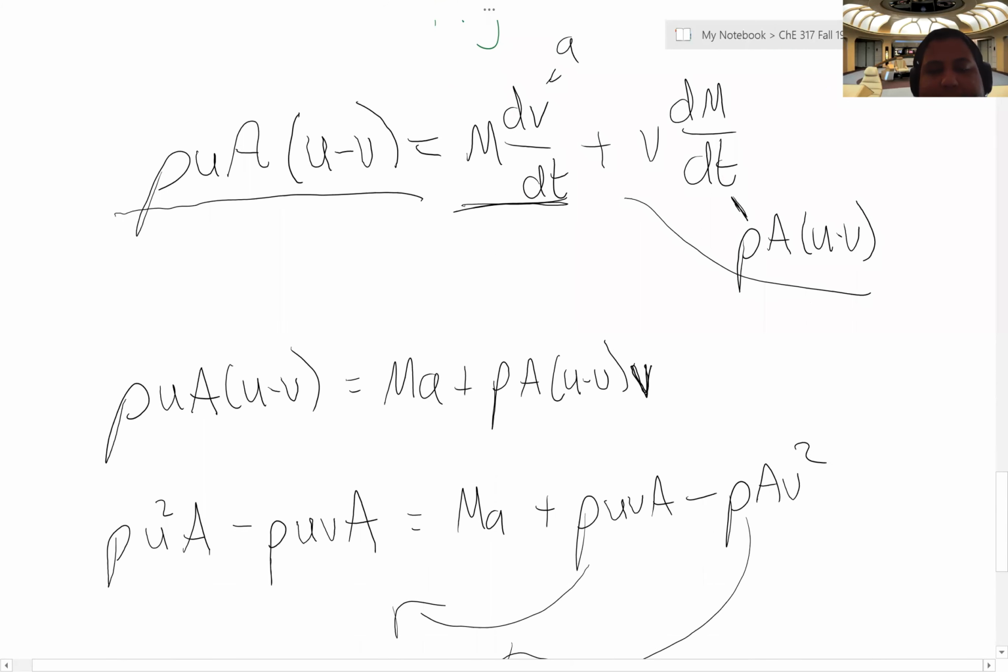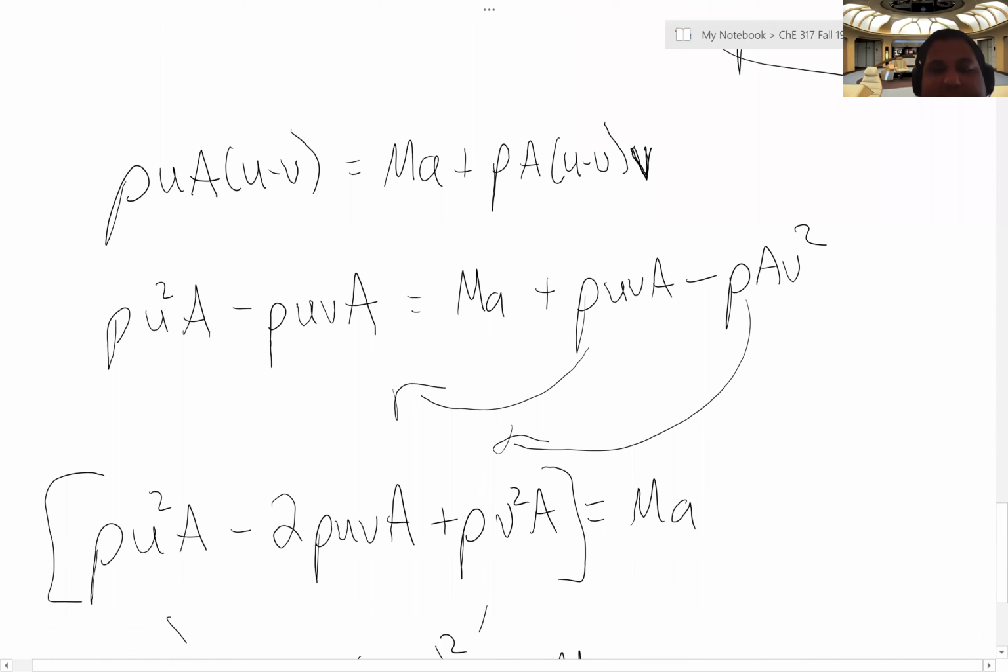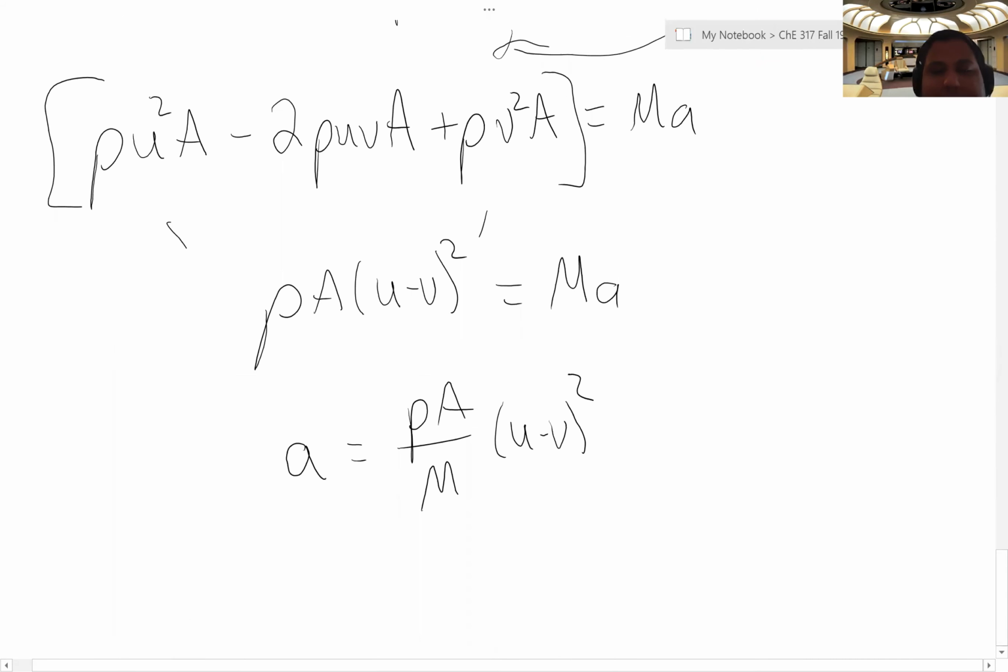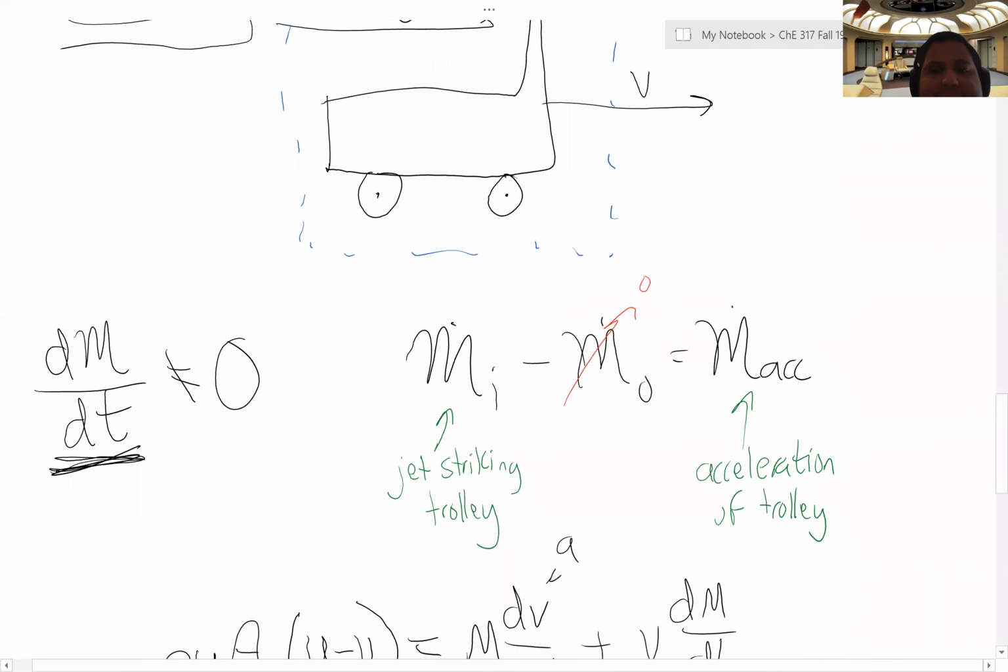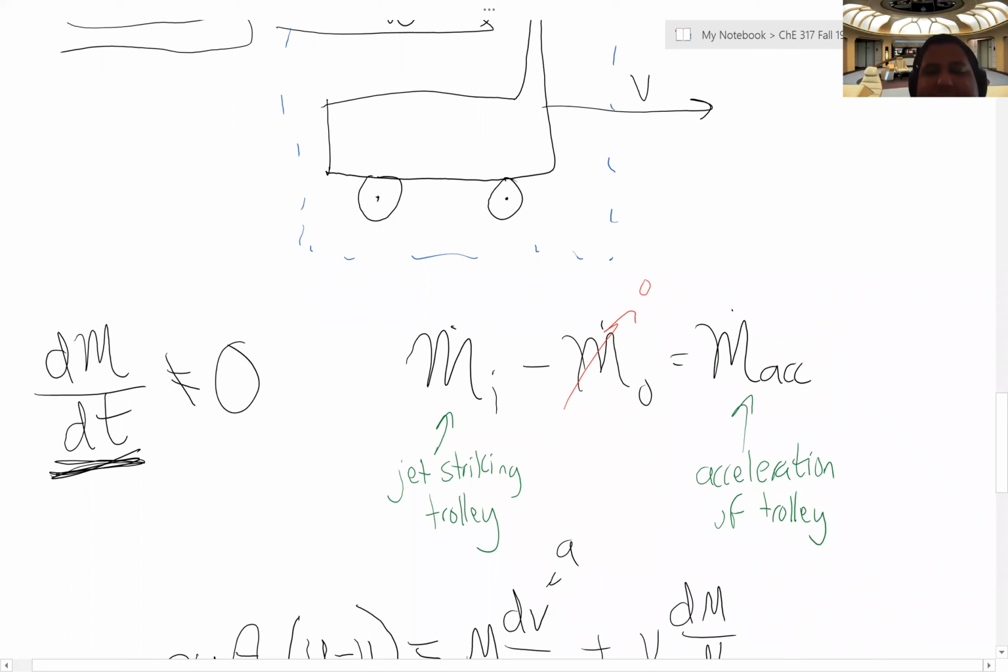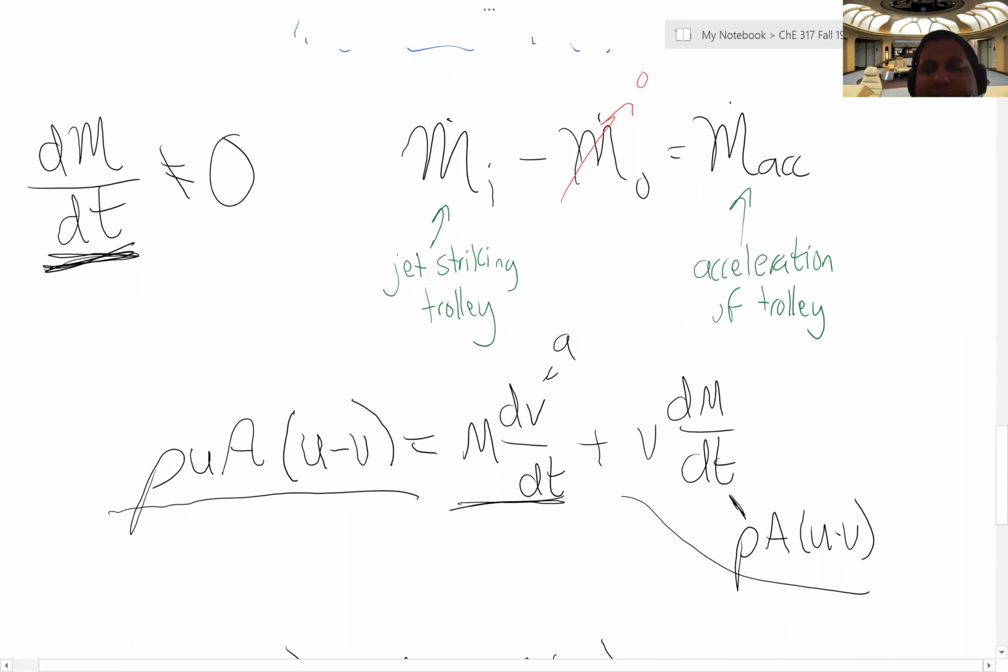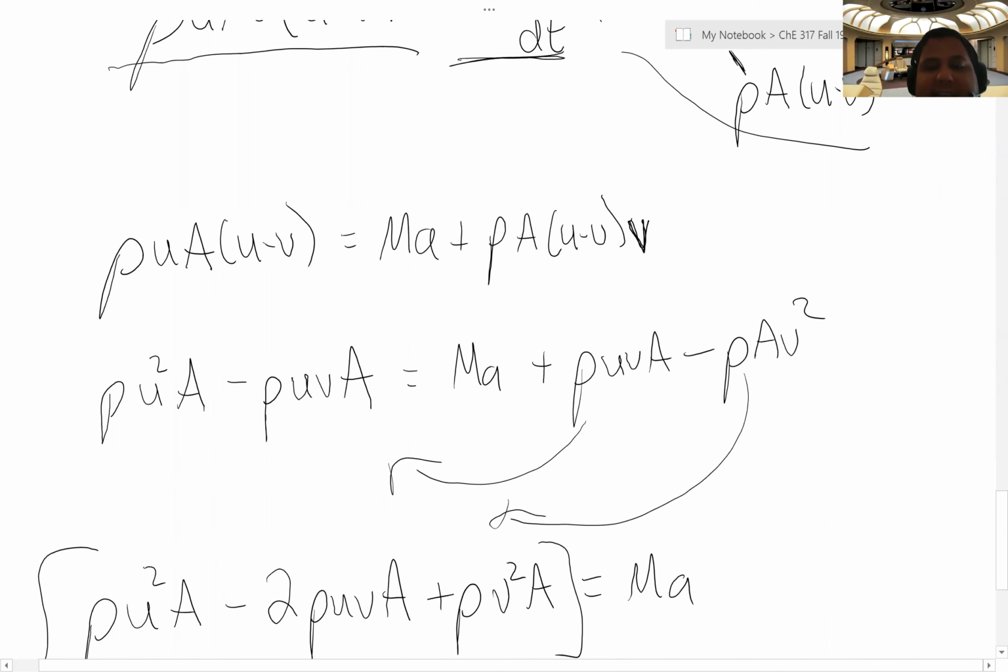Putting these terms in, we can do some mathematical rearrangements such that we can solve for our acceleration as a function of the fluid density, the area of flow, the mass of the trolley, and the relative velocities of both the jet and trolley respectively. So does everyone have an understanding of how I was able to look at that system, identify what terms are critical for the momentum balance, quantify those terms, and then solve for the acceleration?